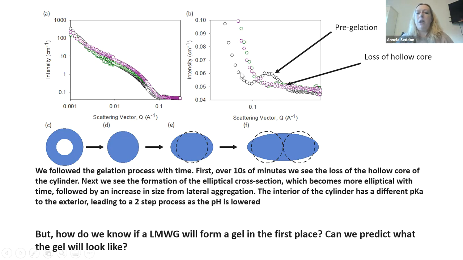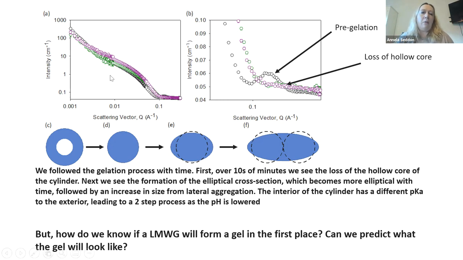And so the first thing we noticed was pre-gelation in our hollow cylinder, you get this nice bump in the data. And this bump in a scattering pattern of something that's in a cylinder state generally tells you you have a hollow core. Well, we know that we have a hollow core. We've been able to fit that data. And the first thing we notice with our time resolved data is the first thing that happens over a series of tens of minutes is the hollow core disappears. So something's happening to make the hollow core go in the sample.